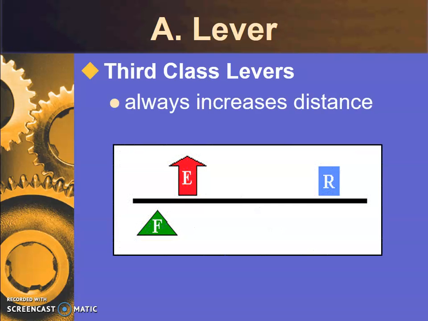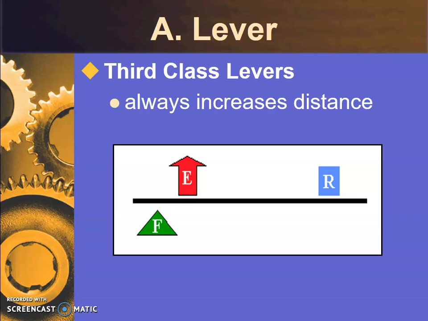And finally, we have third class levers. These ones always increase distance. Notice here we have the fulcrum near the end again, but now the resistance is far away from the fulcrum and the effort is in the middle. So notice how that is different.